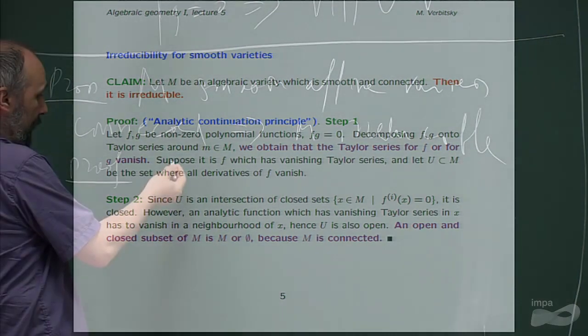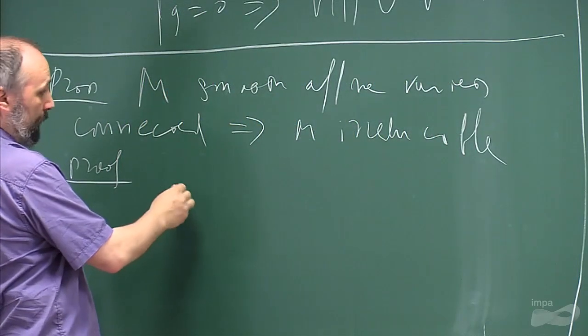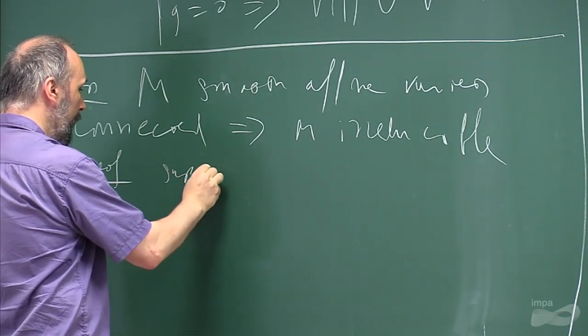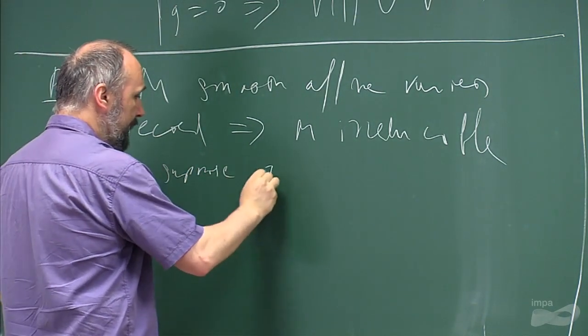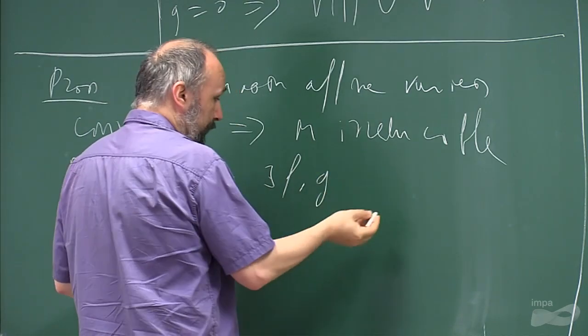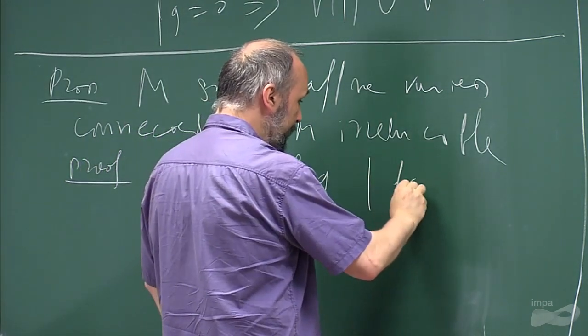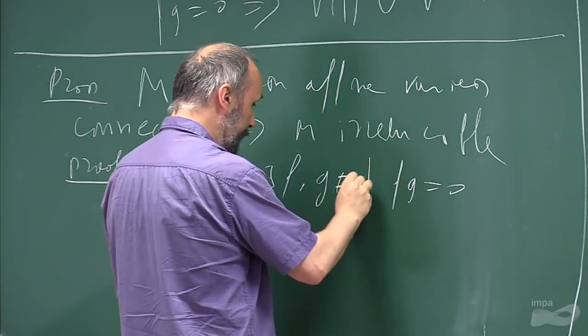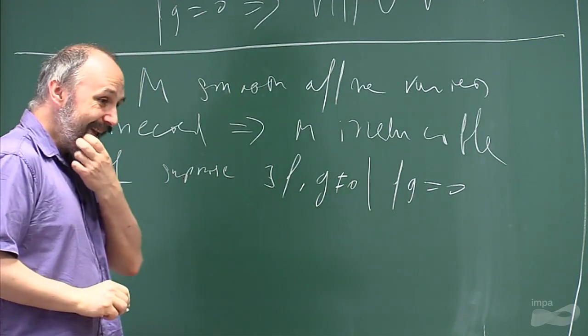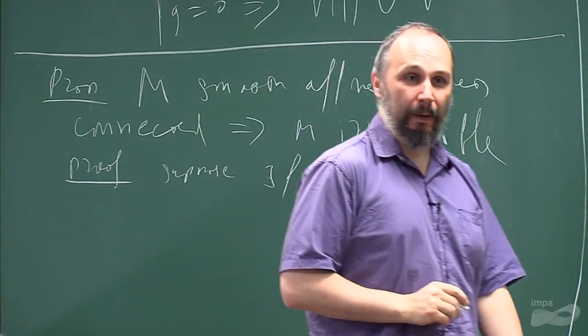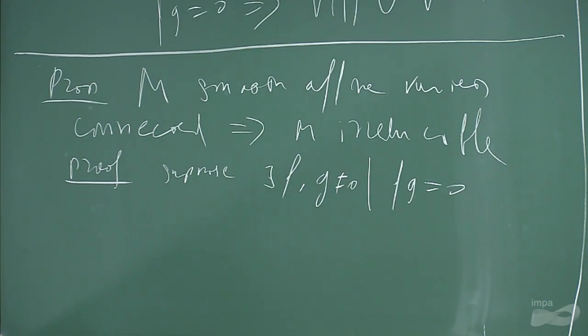Okay, so suppose it's not true. So suppose there exist f, g, which are zero divisors, such that fg is equal to 0 and they're not 0. The important thing about Taylor series is that they are formal, you can multiply formal power series. And if you have two non-zero power series, the product is definitely non-zero.